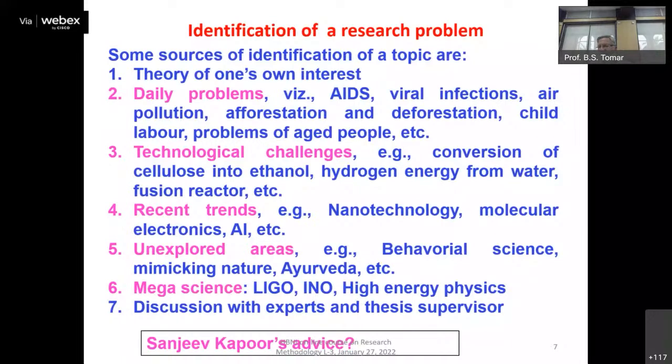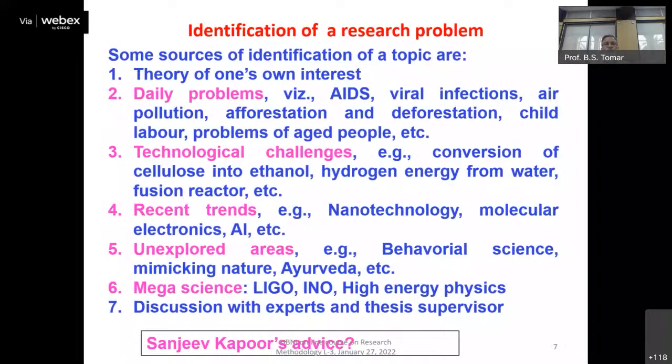So you can have a theory of your own interest. Many of our mathematics friends may like to develop some new theory, or even in physics, people may develop new theories. Then one can take up problems which we encounter daily or in social life, like AIDS, acquired immune deficiency syndrome. A lot of people are working on research to treat AIDS. Viral infections, you are aware of the coronavirus, and many people have oriented their research work towards finding the vaccine as well as medicines for COVID-19.